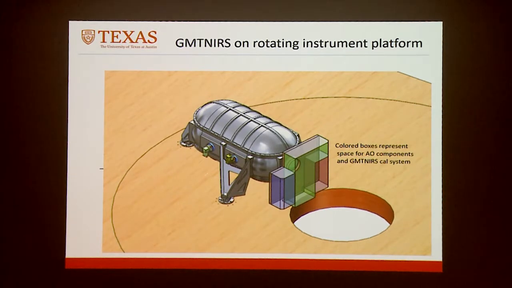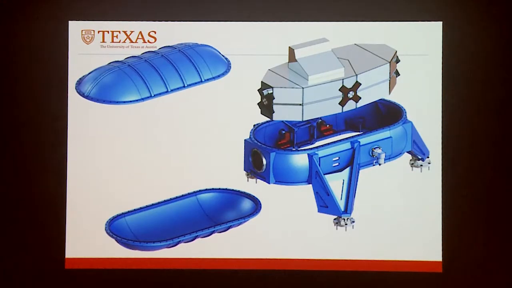Because it rotates around on this rotating platform and the telescope tips, it can present itself to the sky at any angle. So it has to be ready for different angles. This is always a bit of a trick with infrared instruments. So here's an exploded view of the instrument. The top and the bottom come off.